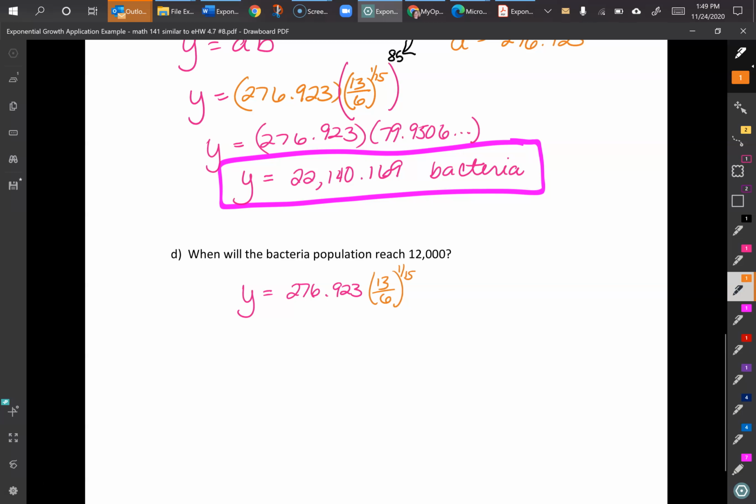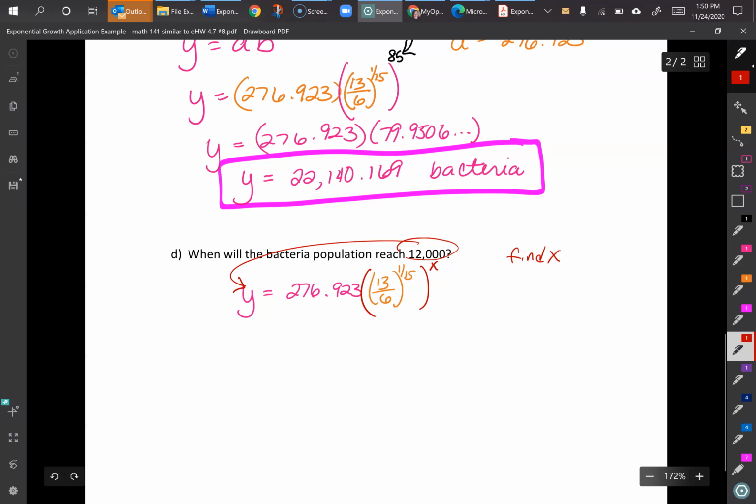And all that raised to the x. Okay, and we want to find out when the bacteria will reach 12,000, so we're going to find x. So we're going to take that 12,000 and sub it in for y. So I'm going to go ahead and just replace that. And then I need to isolate my exponential, divide both sides by 276.923.